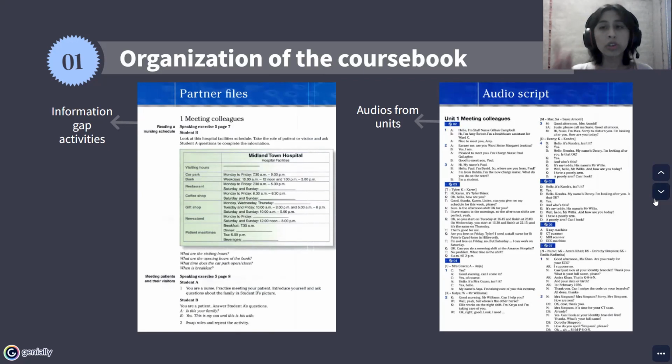Then we have the audio script section, in which we can find the written form of the audios that are used in the units. And I think it is useful because students from this level usually can't understand everything from the audios. So they can listen to the audio 1, 2, or 3 times, and then they can listen to the audio and read at the same time in order to expand the comprehension of the audio.